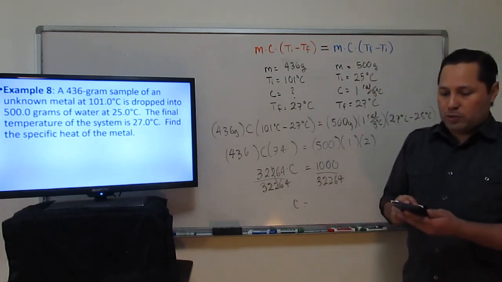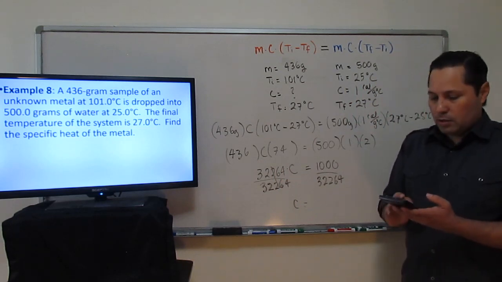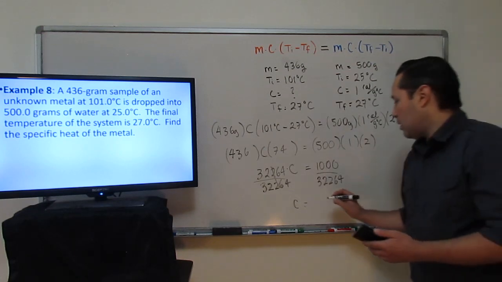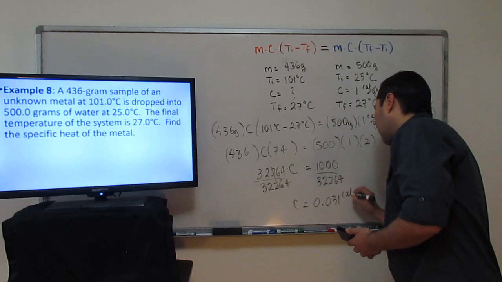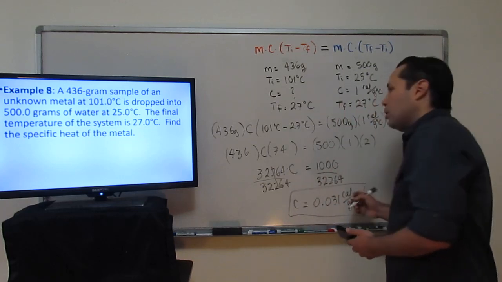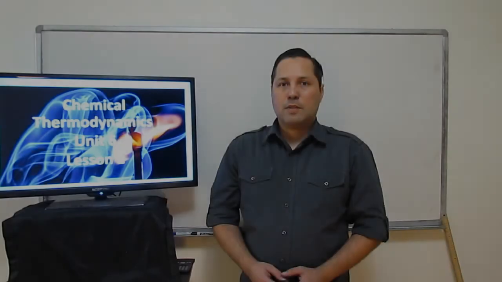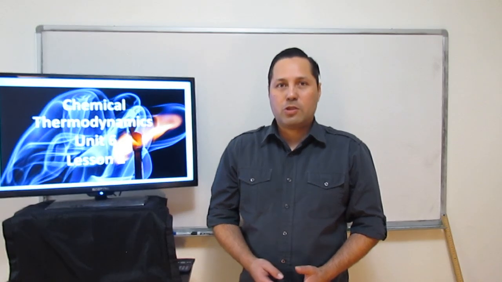Metals do have very low specific heat, so it'll be 1,000 divided by the 32,000. That gives me an answer of 0.031. We're going to round it off to that. 0.031 calories per gram degree Celsius. And that is our answer for example 8. This brings us to the end of the second unit of Unit 6. Thank you so much for watching.